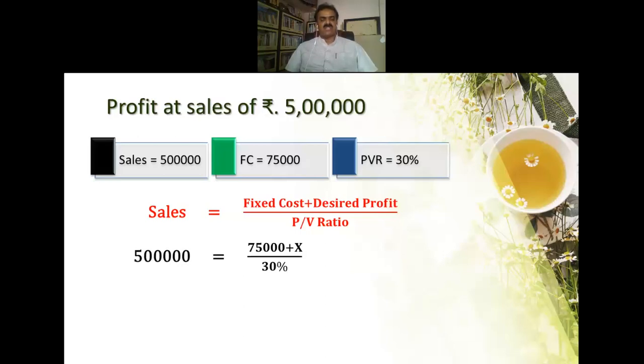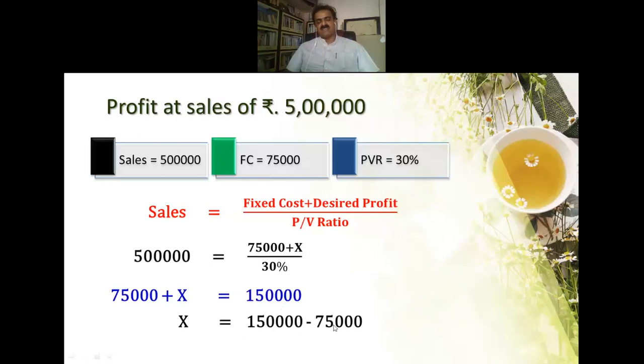On cross multiplication, 75,000 plus X equals 5 lakhs into 30%. 5 lakhs into 30% comes to 1.5 lakhs. So 75,000 plus X equals 1,50,000. Therefore, X equals 1,50,000 minus 75,000, which comes to 75,000. So this is your profit when your sales is 5 lakhs. If you sell 5 lakh worth of goods, you will get a profit of 75,000.